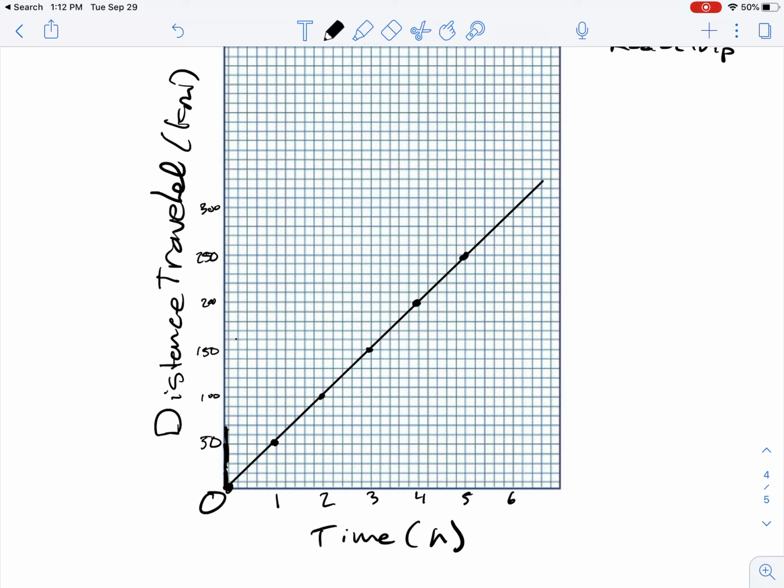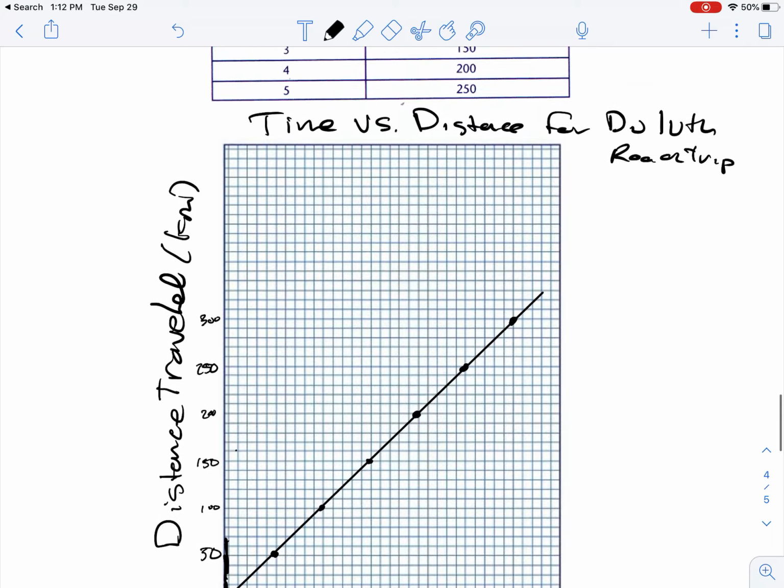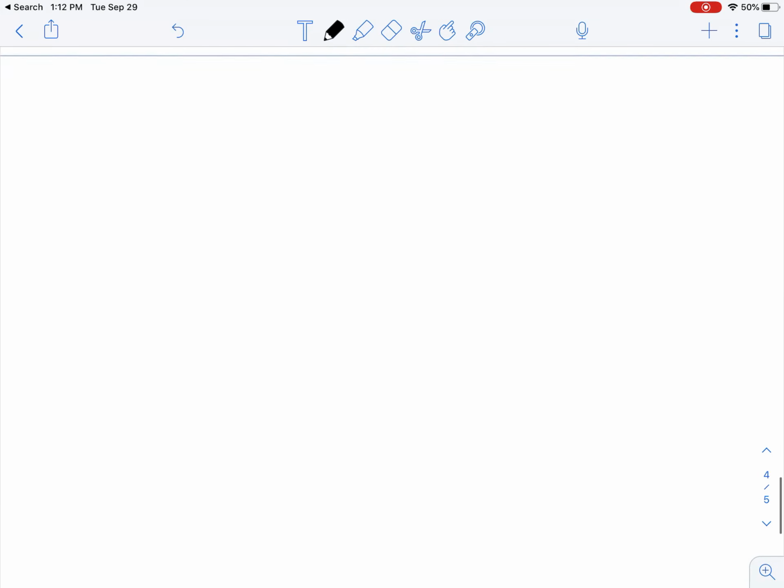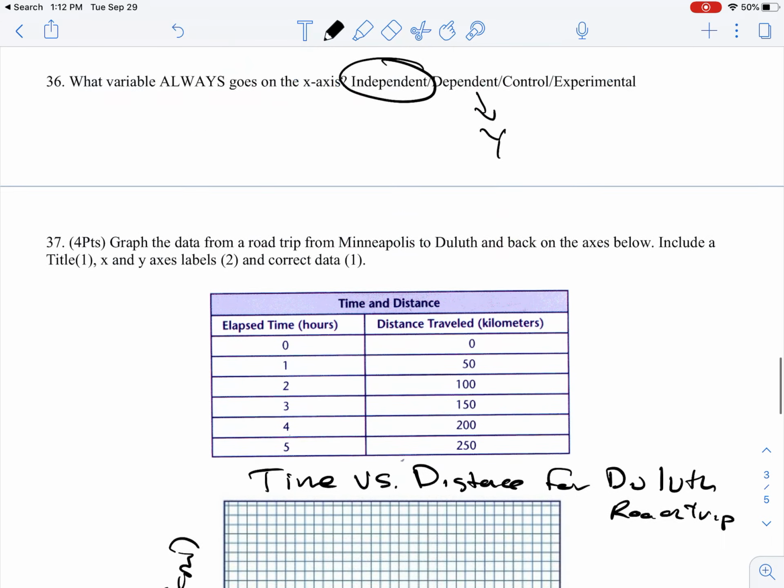I'm able to do that. That's pretty cool. Okay, so how to be able to predict. So 6 and 300 would be right here, right? So that would, in theory, be able to predict the time versus distance. So that's all we got here for the practice test. Make sure that you're aware of all those pieces.